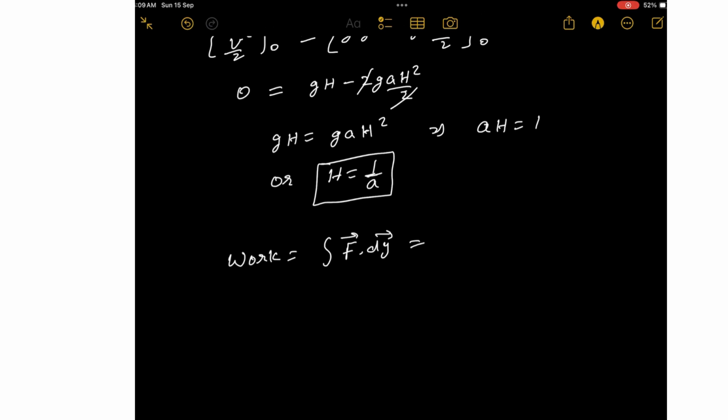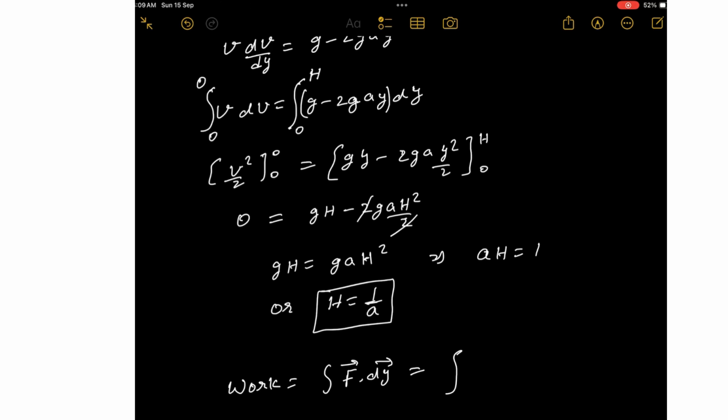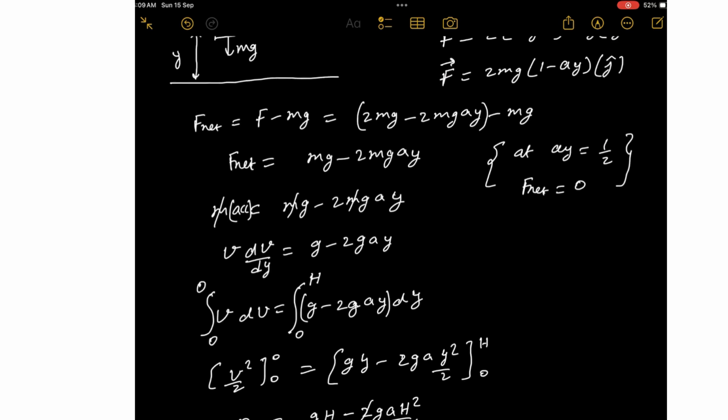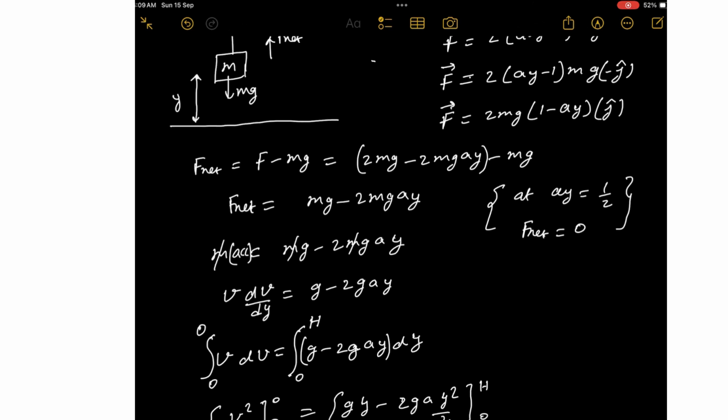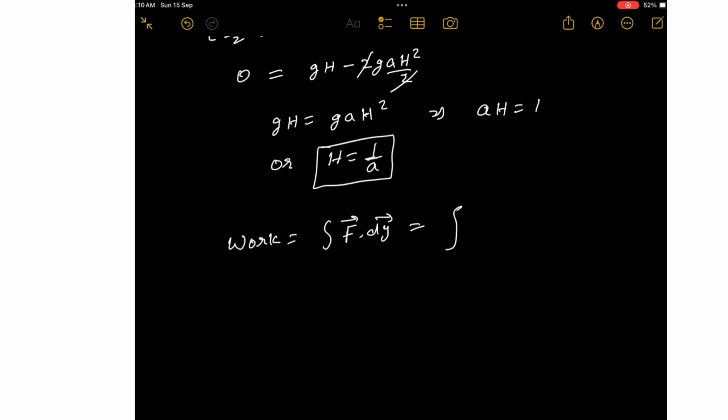Since this body is ascending up, the angle between F and dy is 0 degrees. So we can directly write the magnitude of this force, which we know is this much quantity only, 2mg(1 minus ay), and dy, and we have to find this work done from height 0 to half of the maximum height, that is h by 2.